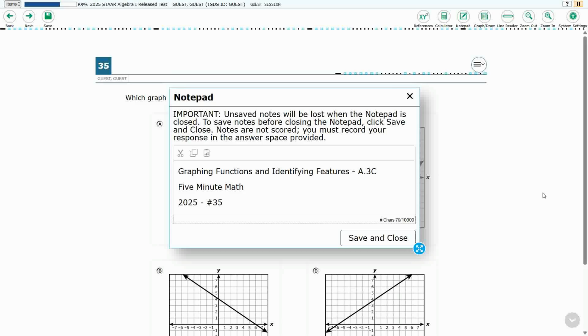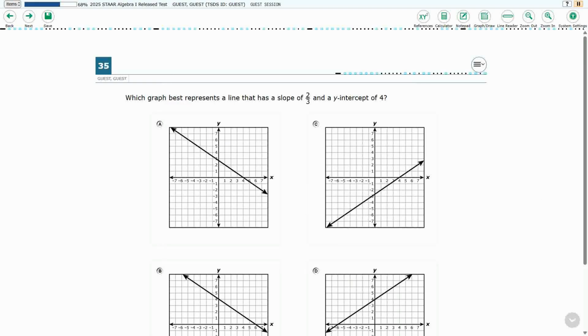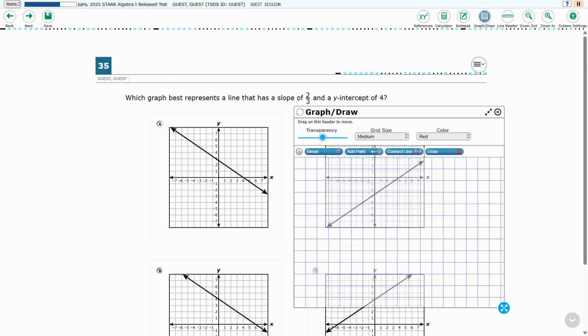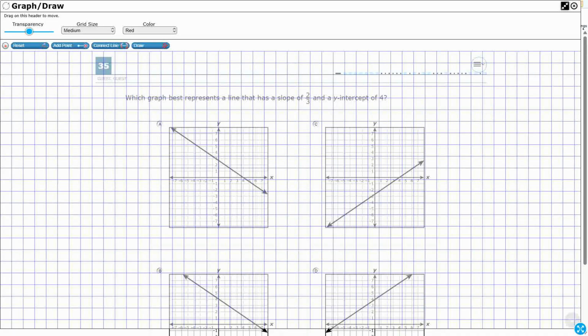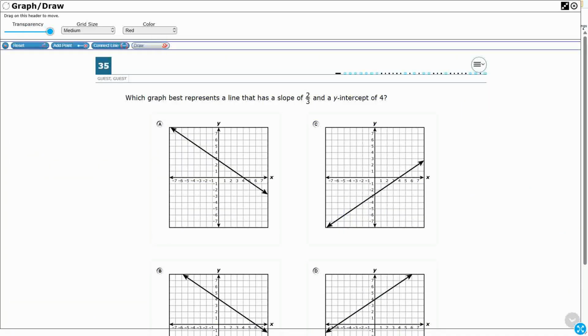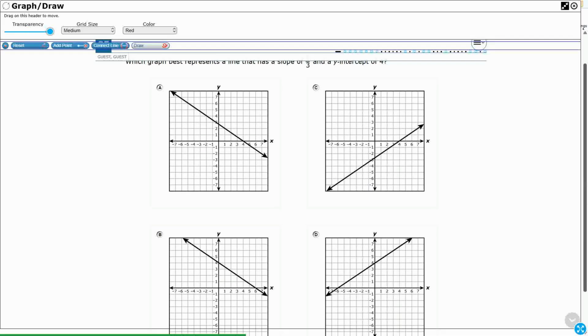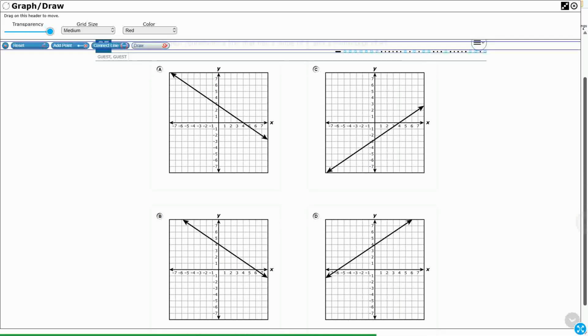Today we are looking at the Algebra 1 concept of graphing functions and identifying features. This is standard A.3C in the great state of Texas, and we are using item number 35 of the 2025 released STAAR test. If you haven't done so already, please go ahead and take a moment to pause the video, work this problem out on your own, unpause it. We will look at our answers together.